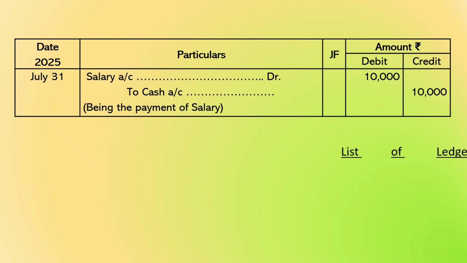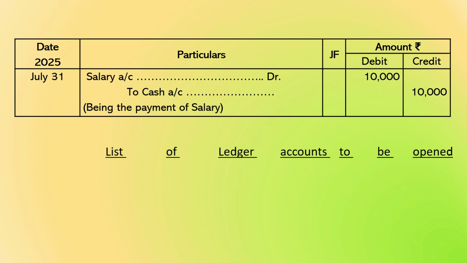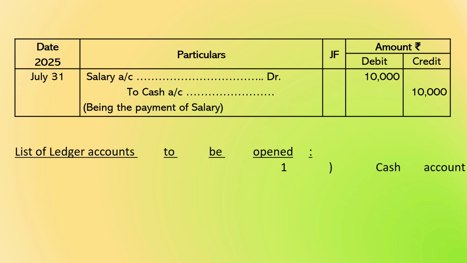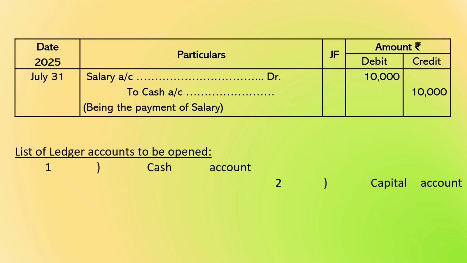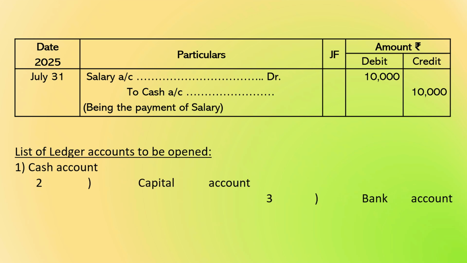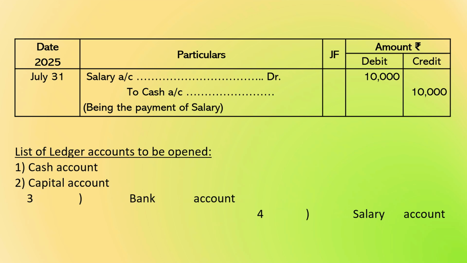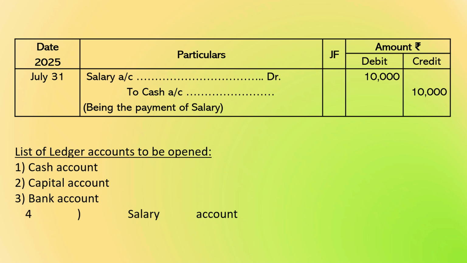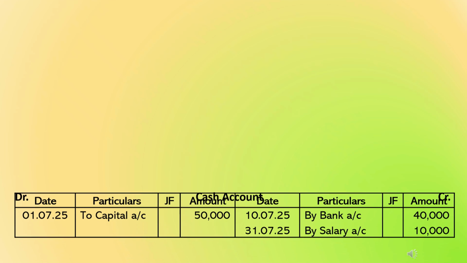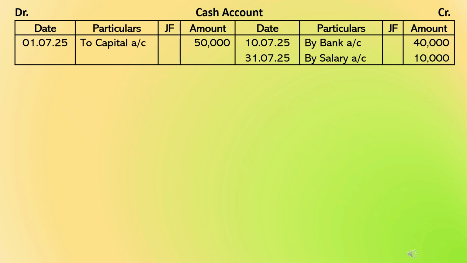List of ledger accounts to be opened. 1. Cash account. 2. Capital account. 3. Bank account. 4. Salary account. First, we will open the ledger cash account and review the details.